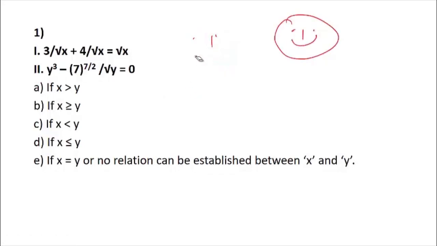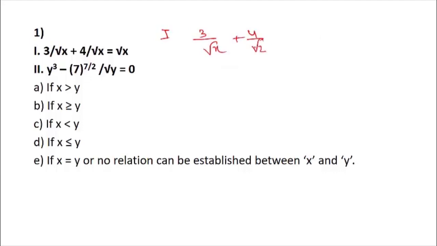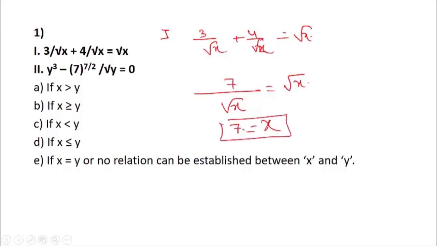Let us take the first example. First Roman number, 3 by root x plus 4 by root x is equivalent to root x. So you can take the LCM to be root x. 4 plus 3 is 7, which is equivalent to root x. So 7 is equivalent to x. So we have got the value of x to be 7. Now we have to find the value of y.